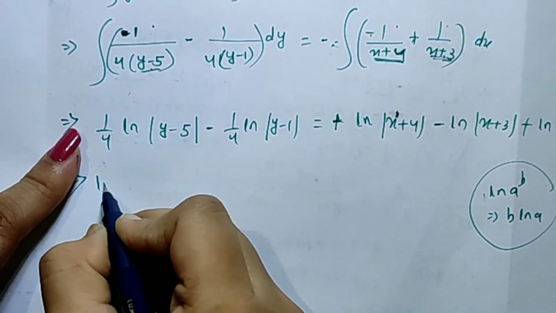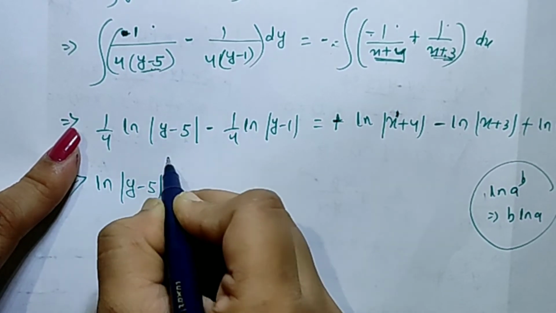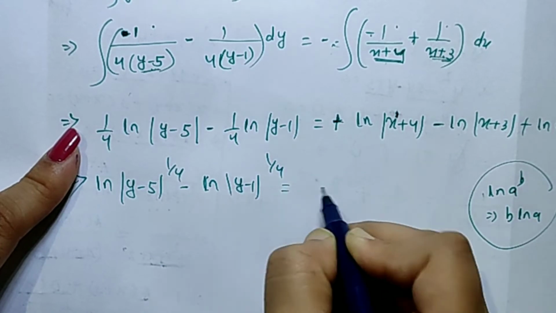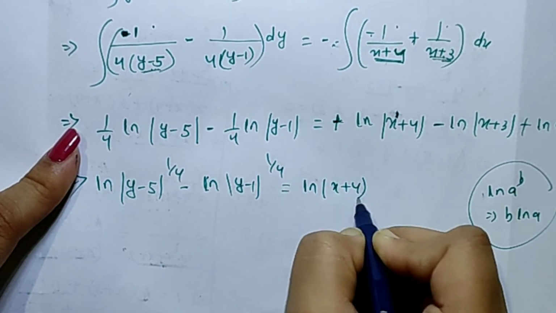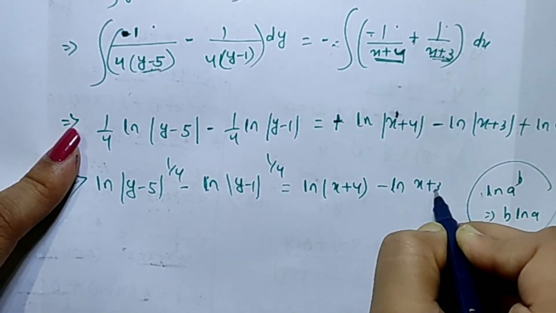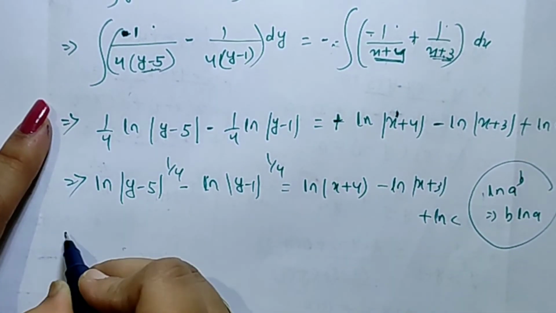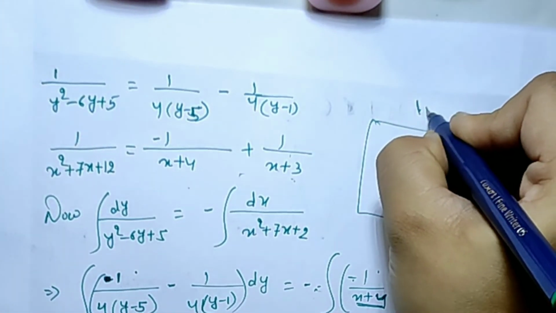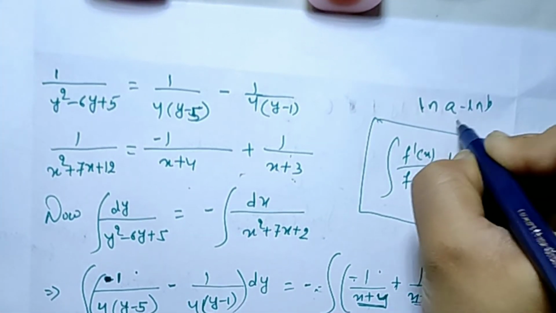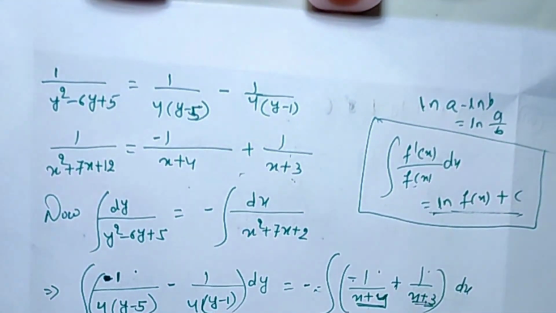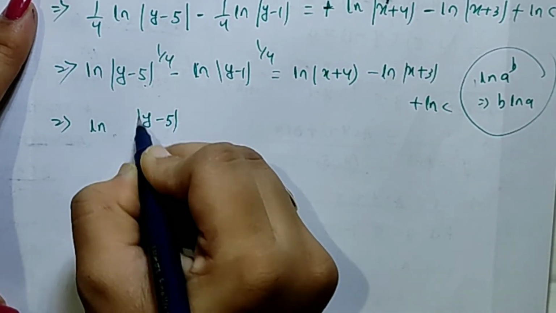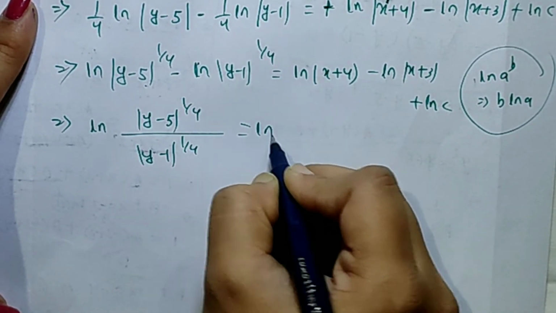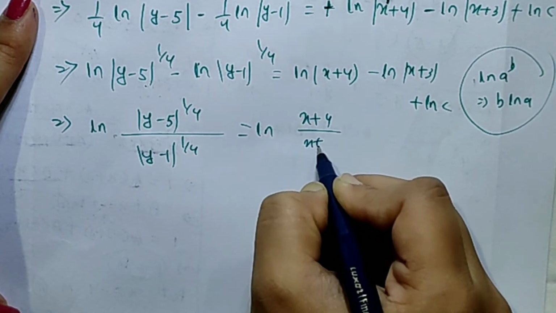So I can write ln (y−5)^(1/4) minus ln (y−1)^(1/4) is equal to ln (x+4) minus ln (x+3) plus ln c, implies, now ln a minus ln b will be ln a by b. So I can write ln of (y−5)^(1/4) by (y−1)^(1/4), and ln (x+4) by (x+3).